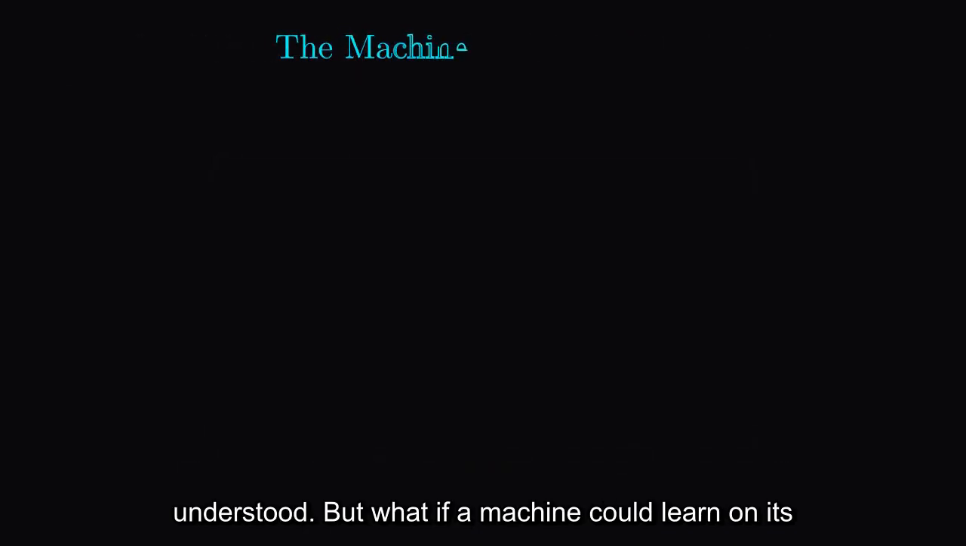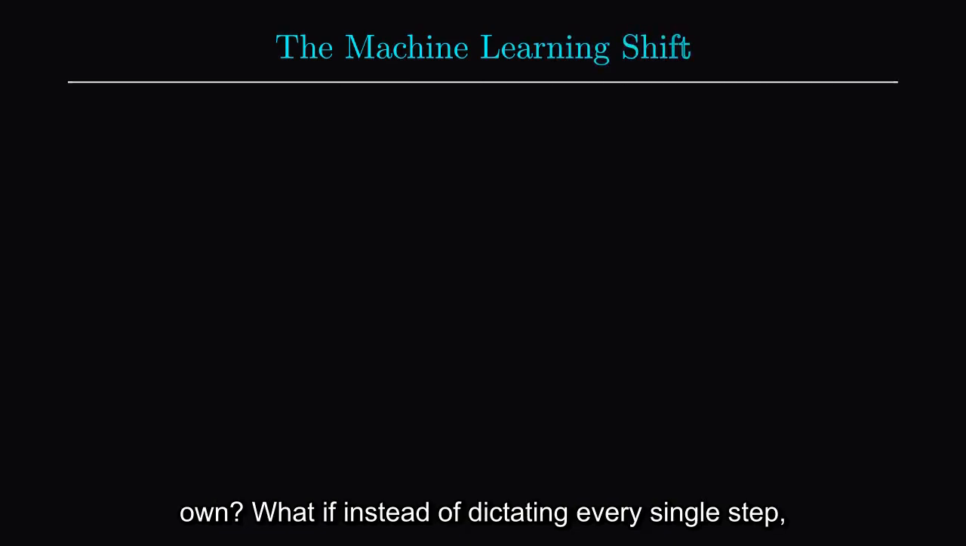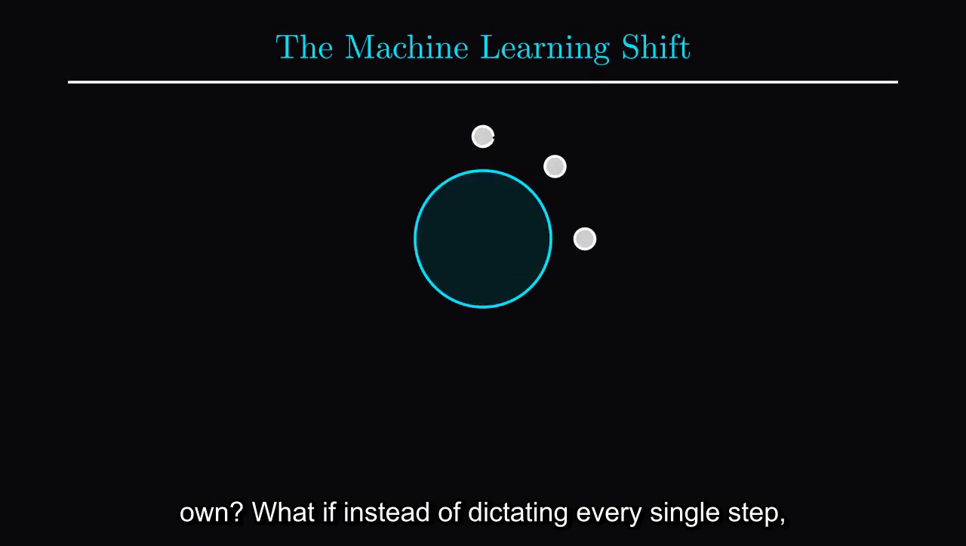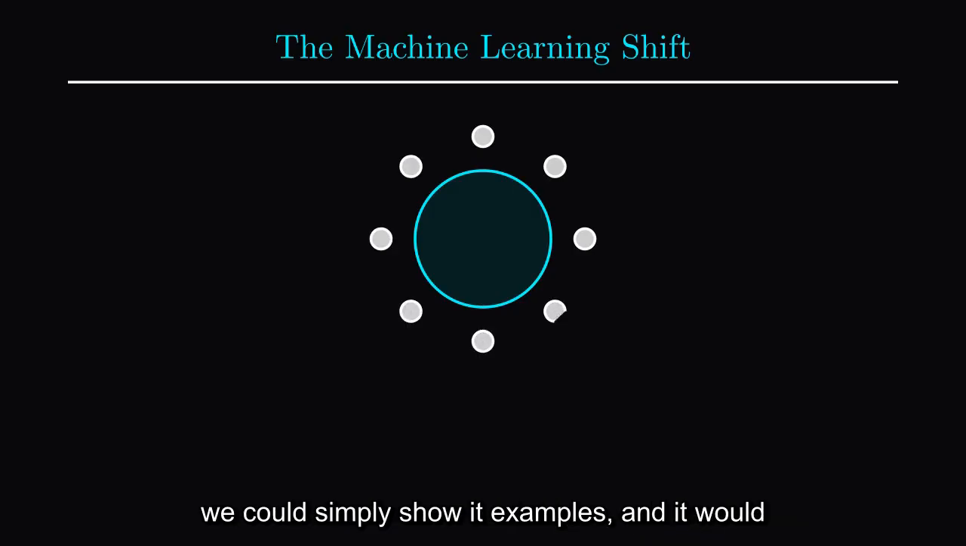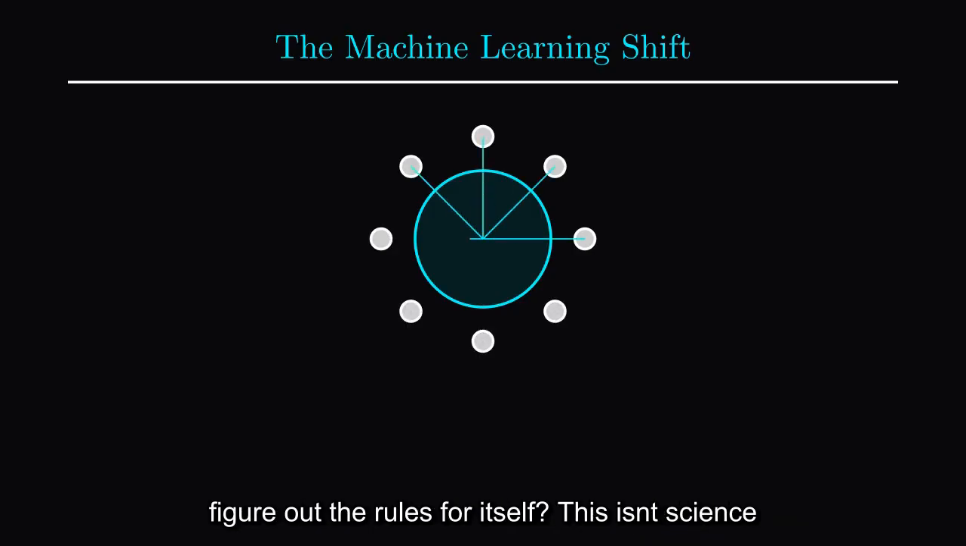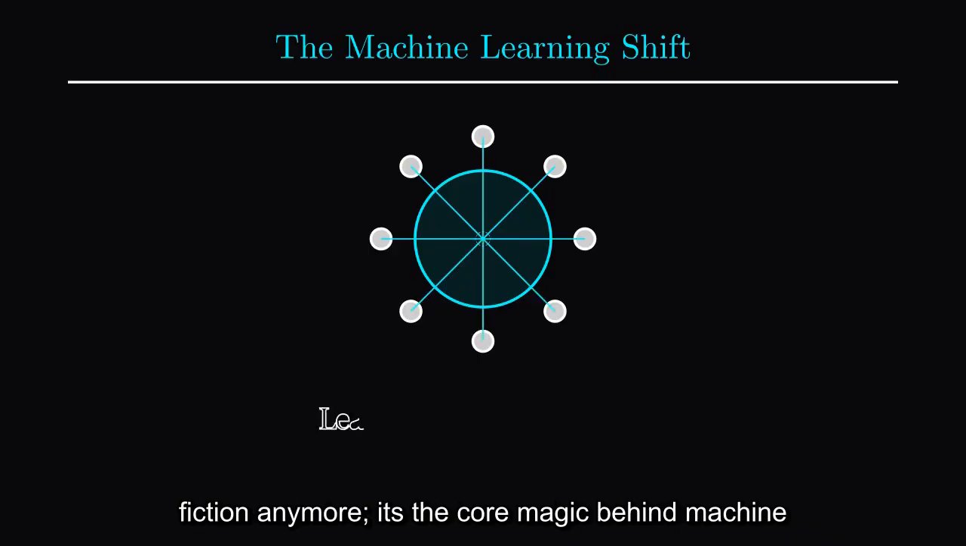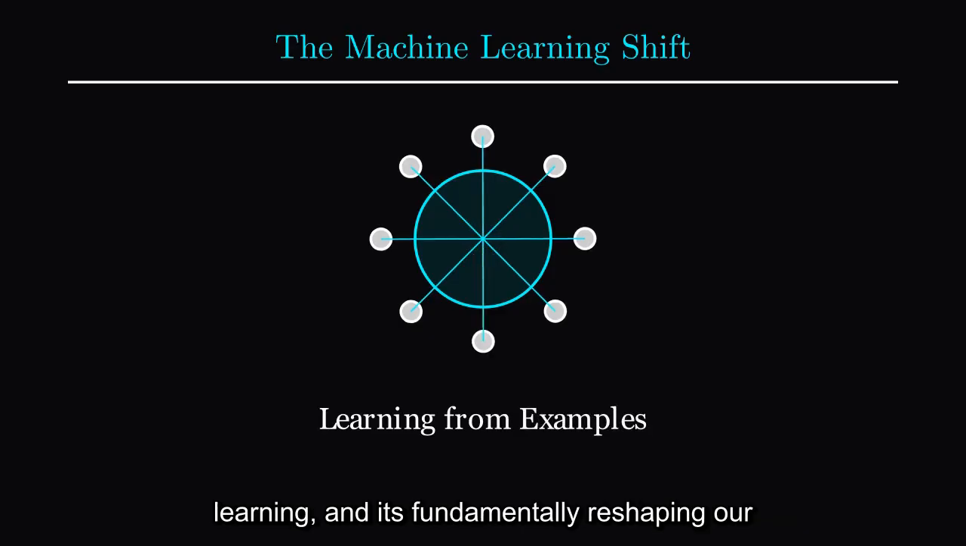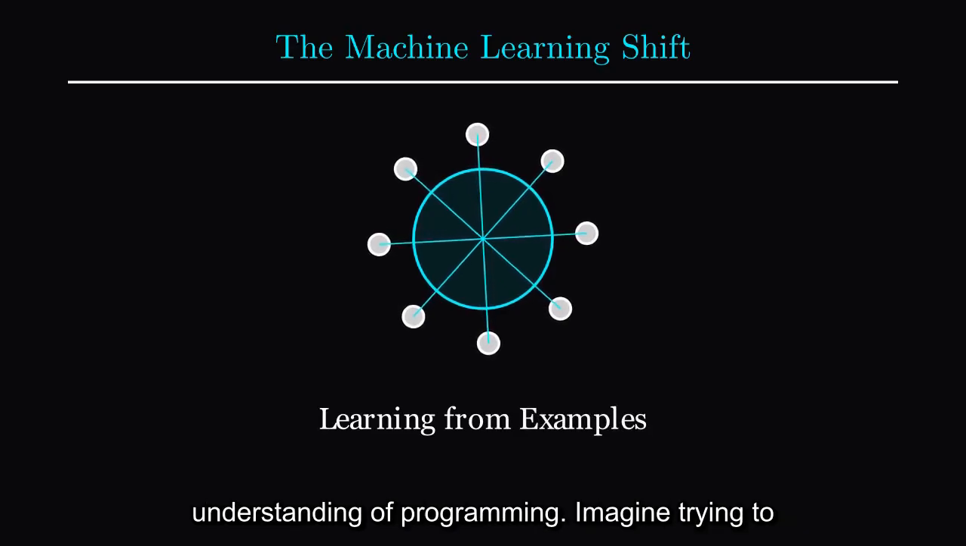It was a world of precise rules, meticulously crafted and understood. But what if a machine could learn on its own? What if instead of dictating every single step, we could simply show it examples, and it would figure out the rules for itself? This isn't science fiction anymore. It's the core magic behind machine learning, and it's fundamentally reshaping our understanding of programming.